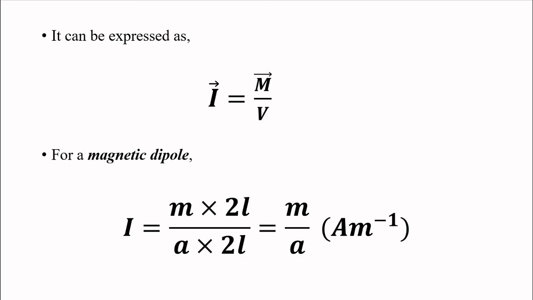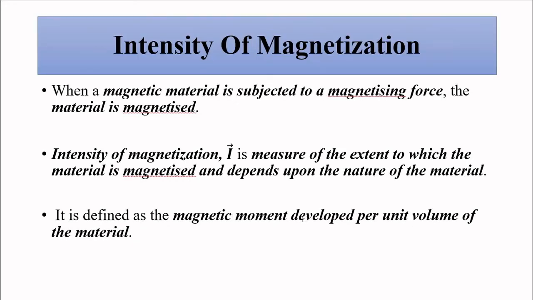So simply, intensity of magnetization I is the magnetic moment developed in the material per unit volume when it is subjected to an external magnetic field. So this is intensity of magnetization.